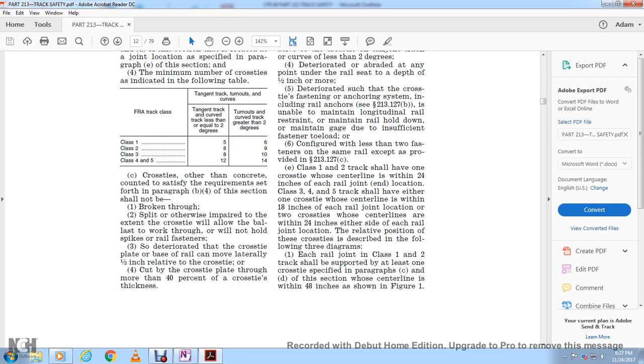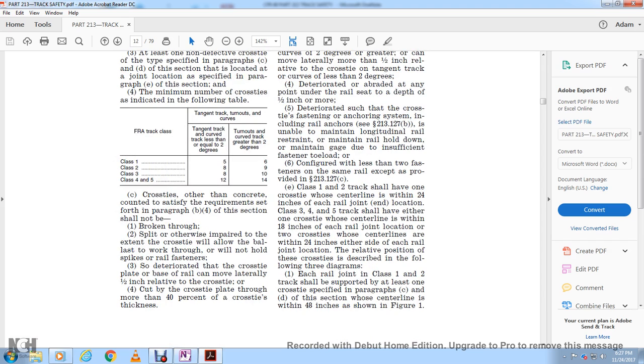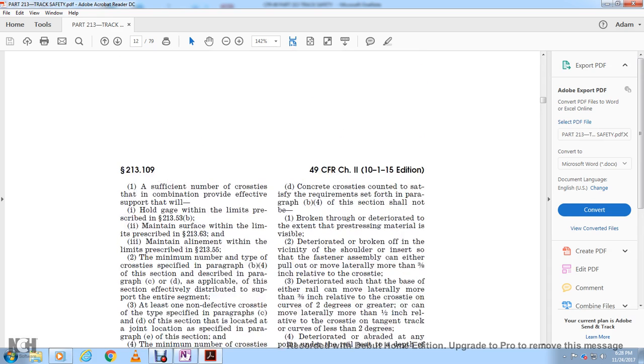Cross ties other than concrete shall be counted as satisfying the requirements set forth in paragraph B4 if they are not broken through, split or otherwise impaired to the extent that the cross tie will allow the ballast to work through, or will not hold spikes or rail fasteners, or have deteriorated so that the base of the rail can move laterally 1/2 inch relative to the cross tie, or are cut by the cross tie plate by no more than 40% of the cross tie thickness.